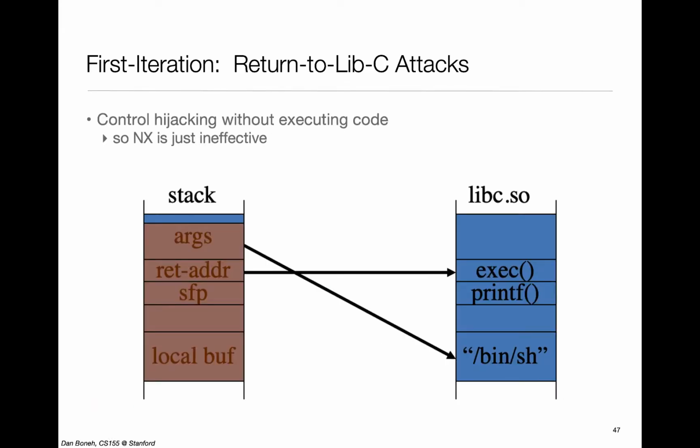The first iteration of these return-oriented attacks was the return-to-libc attack. This essentially enabled control hijacking without actually executing code, so this makes that NX bit ineffective. Instead of having to generate a payload that you have to execute on the stack, you can just overwrite the return addresses and have it return to different functions that are already available to you in libc. So for example, you can have the return address return to the exec function and then to /bin/sh to generate a reverse shell.